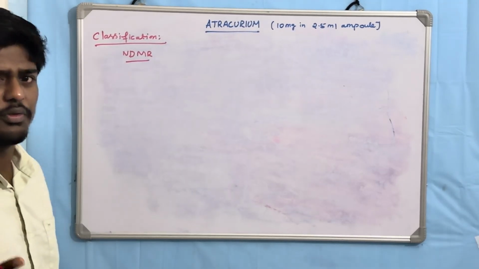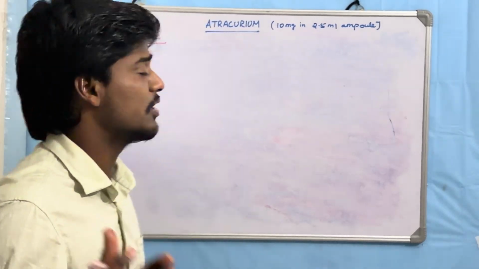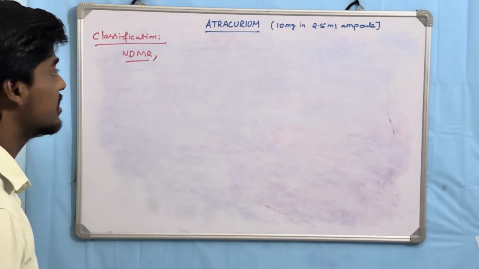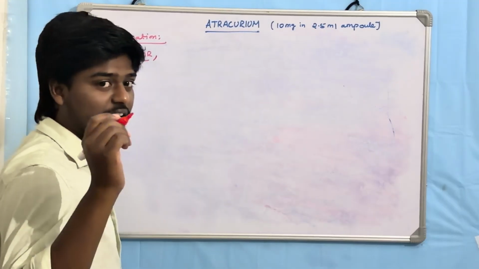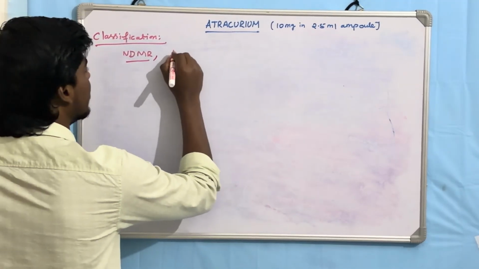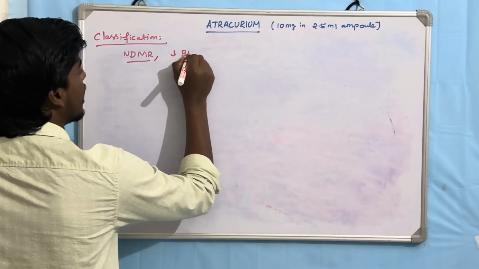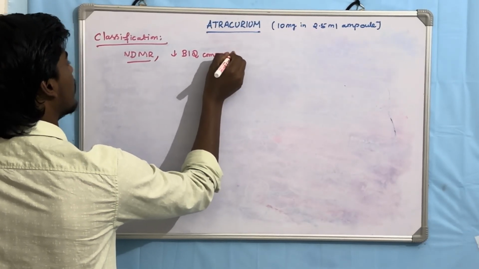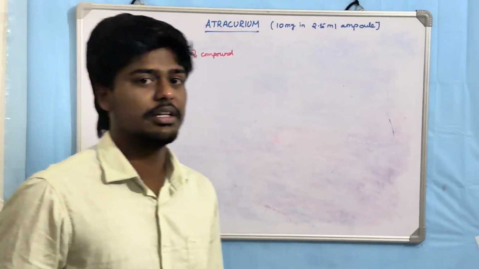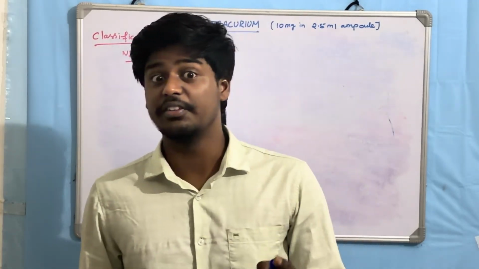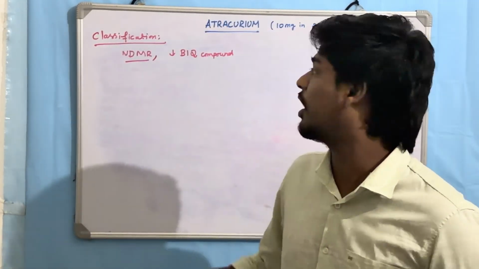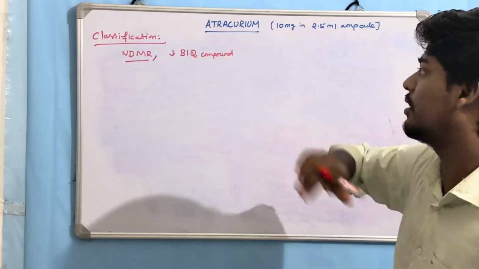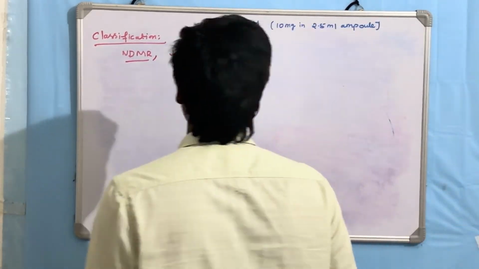In the previous video, we learned about the mechanism of action of non-depolarizing muscle relaxants. Based upon the chemical structure, non-depolarizing muscle relaxants are divided into two types: one, steroid compounds, and another, benzyl isoquinol compounds. Atracurium comes under the benzyl isoquinol compounds.